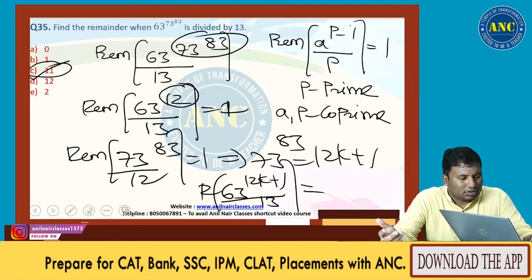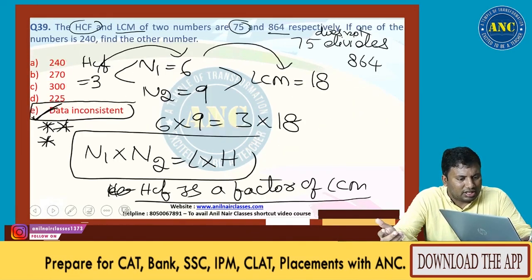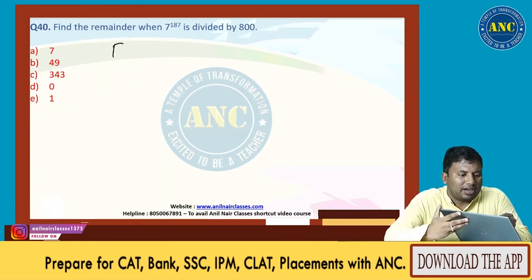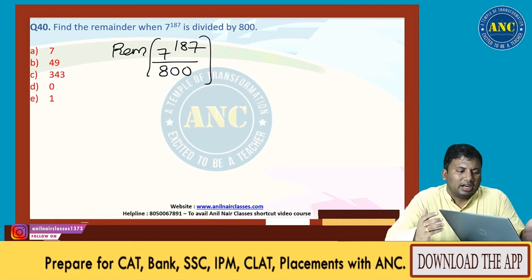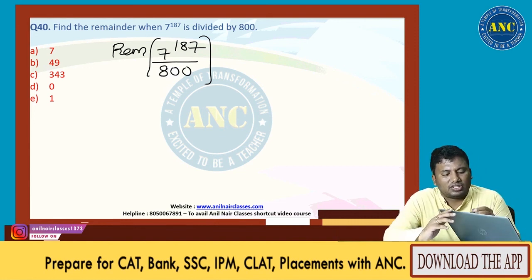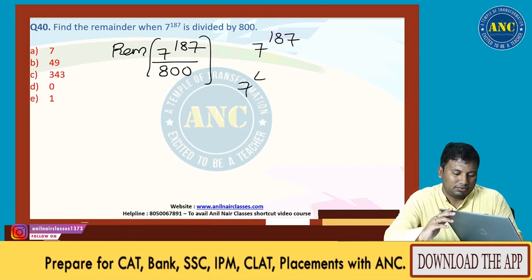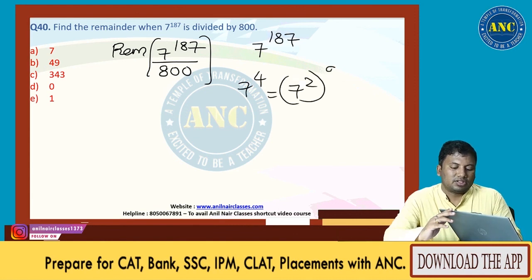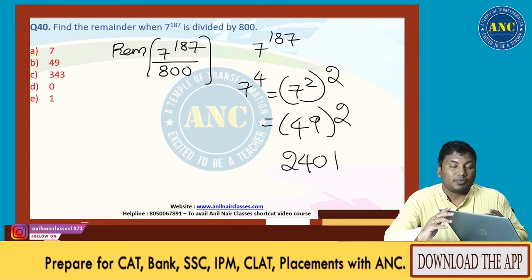Next one. I think any remainder questions are there. Let us see. Find the remainder: 7 power 187 divided by 800. You can use the negative remainder theorem, or you can use the product of coprimes. Our best method is 7 power 187. 7 power 4 is 7 square whole square. 7 square is 49. 49 square is 2401, which is just 1 step ahead of 2400.